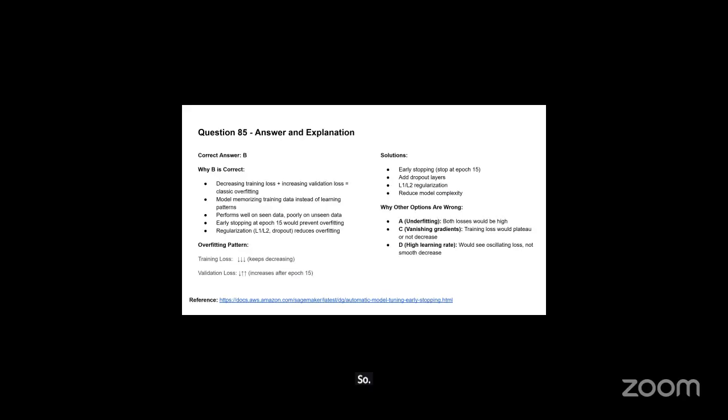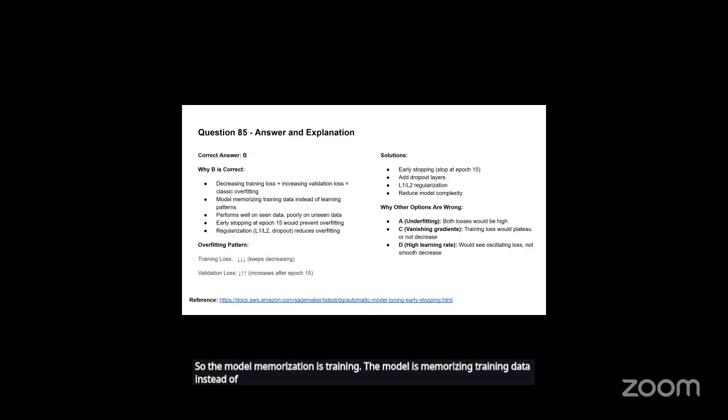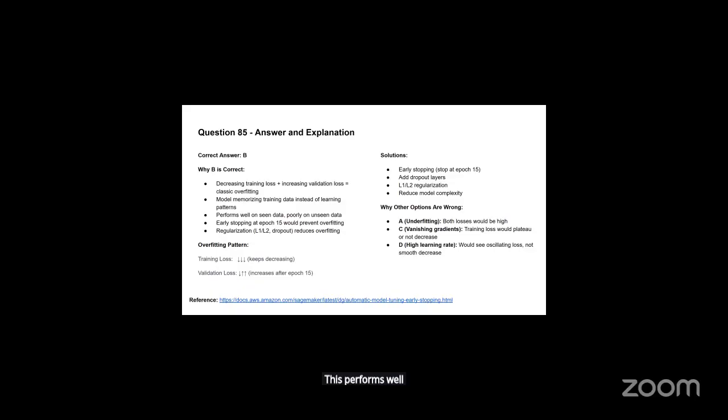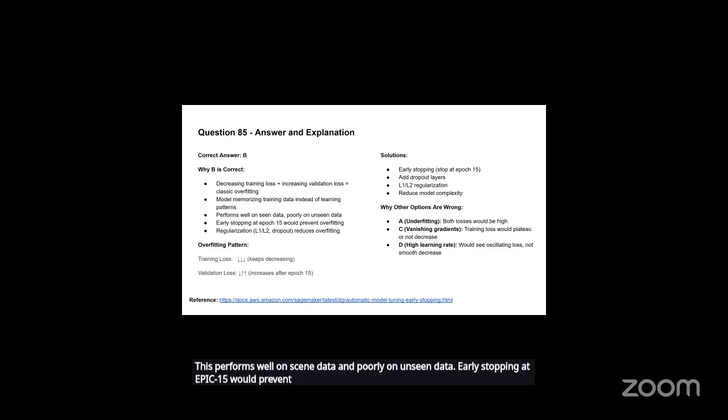So decreasing training loss plus increasing validation loss equals classic overfitting. The model is memorizing training data instead of learning patterns. This performs well on seen data and poorly on unseen data. Early stopping at epoch 15 would prevent overfitting.